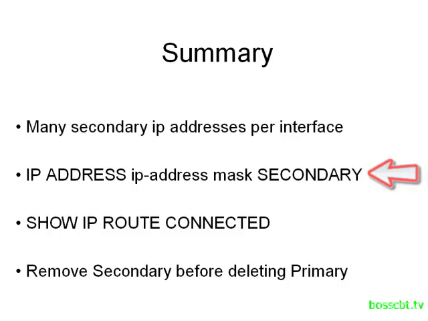It's really important. After you've done this, you can go ahead and confirm your work by checking out the show ip route connected command, and this will show you all of your connected subnets to a router. And finally, remember, if you want to remove a primary IP address, you're going to first have to remove all of your secondary IP addresses before the router will let you remove the primary. Okay, so that's it. That is using secondary IP addresses.